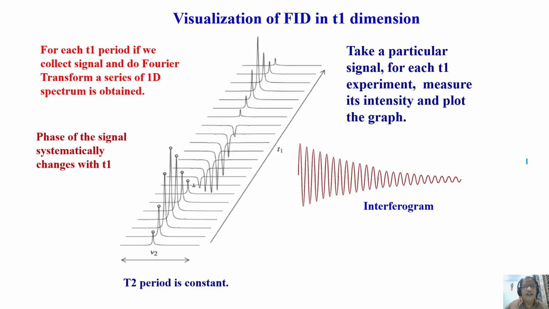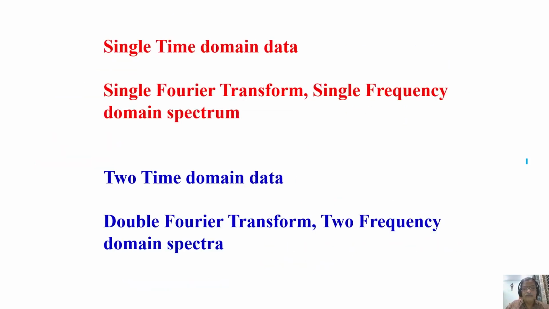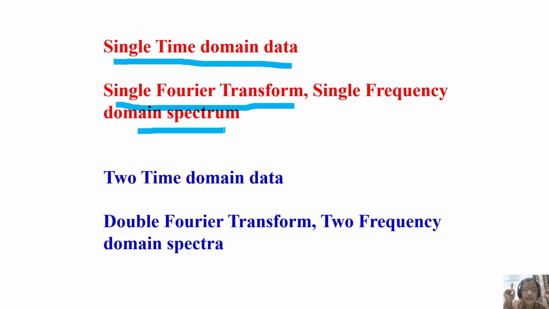You create an FID indirectly in the indirect dimension by systematically varying the T1 time period and collect the FID in the T2 period for a constant time. This is what is happening. Now, simple logic you extend. In this one-dimensional NMR, we had a single time domain data. We did a single Fourier transform and get a single frequency domain spectrum. That's all. One time domain data, one Fourier transformation, you get a single frequency.